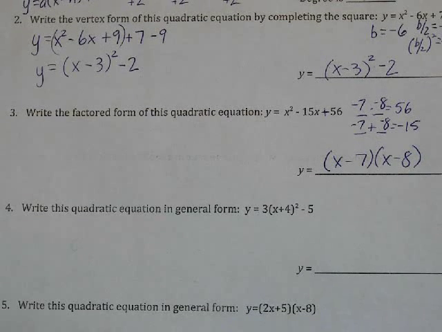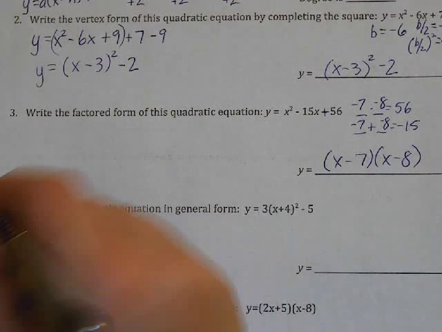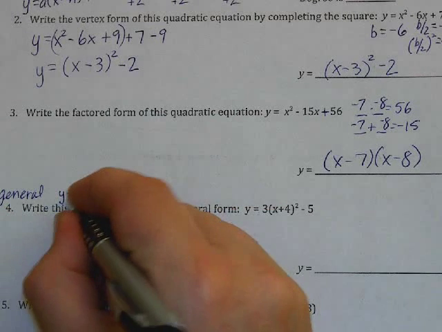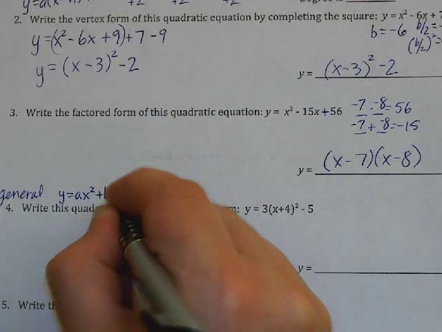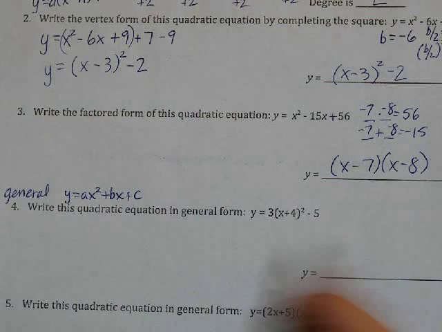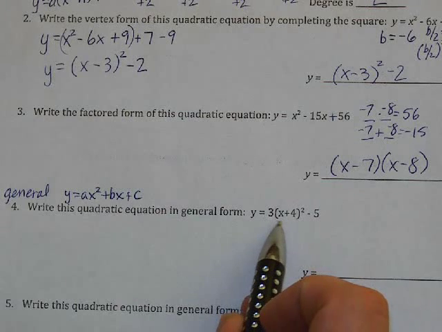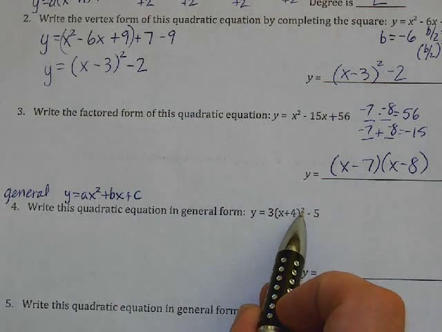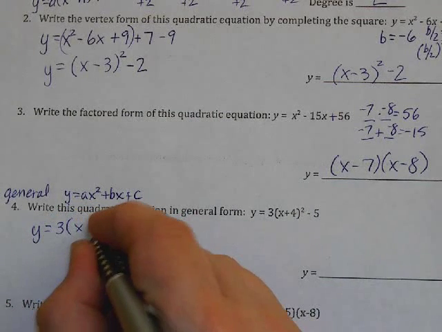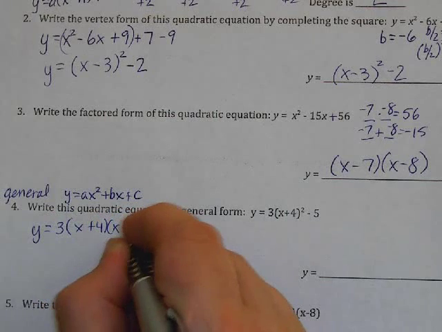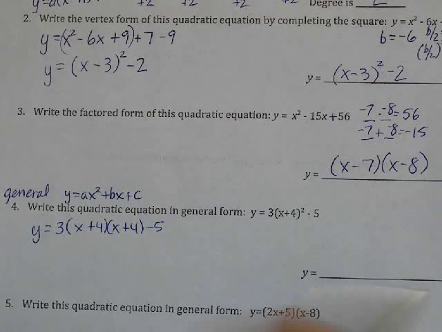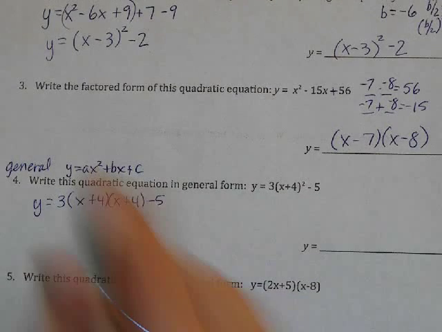Number 4, we want to write in general form. Well, here's general form. It's going to be y equals ax squared plus bx plus c. Notice that we don't have any parentheses for general form. So first, I'm going to rewrite this expression without the exponent. So I just wrote it as x plus 4 times x plus 4. Then I'm going to multiply.